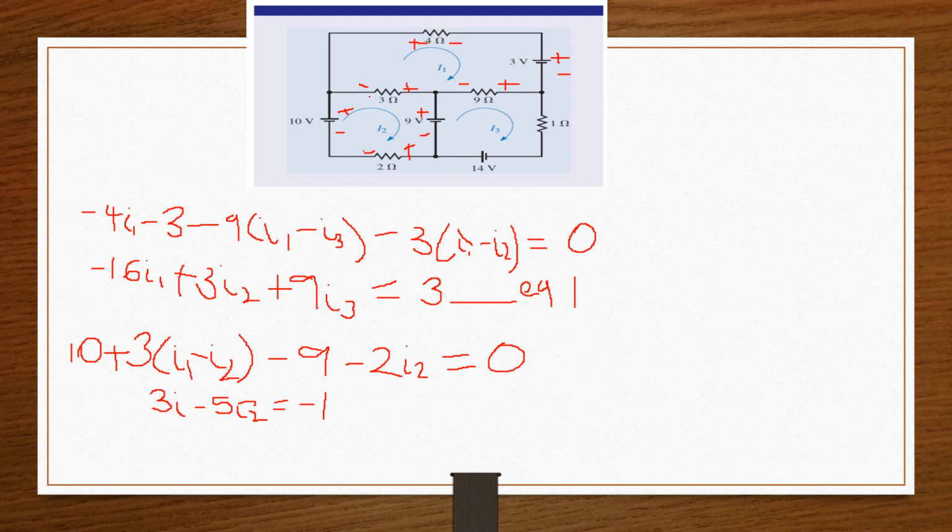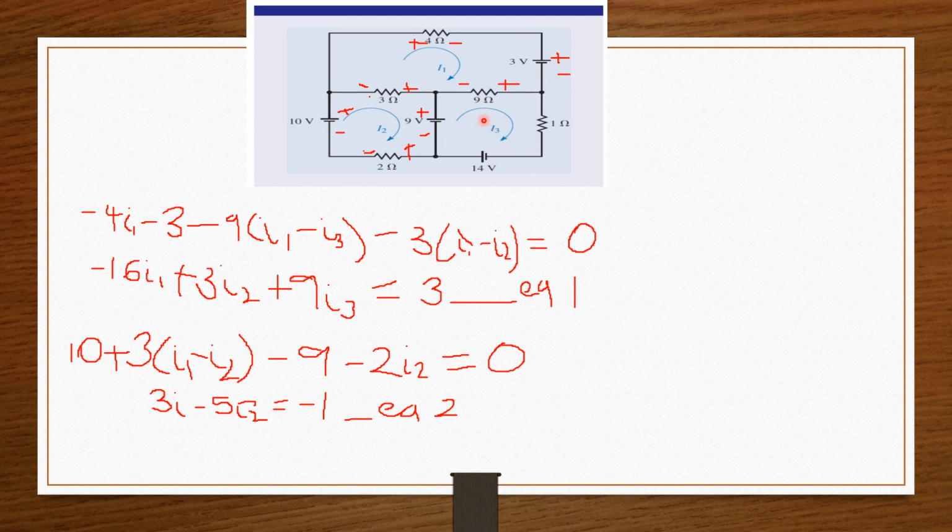So this will be our second KVL equation, our second Kirchhoff voltage law equation. Now we can move to mesh 3. In mesh 3, we have this voltage over here being shared between the two of them. We've already assigned it to be negative and positive. We have this 9 ohm over here, which we've already assigned negative and positive. Then we have our 1 ohm resistor over here.